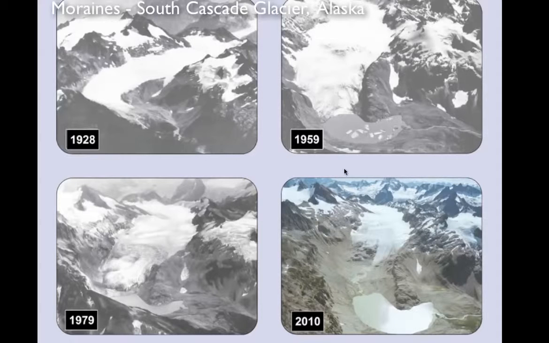Here are moraines forming in Alaska, 1928, 1959, 1979, and 2010. One thing should be obvious. This thing is definitely melting back all the way to, I don't know, somewhere in here. But it leaves behind these ridges of unconsolidated material. This could be the mountain, but you also end up with moraines.